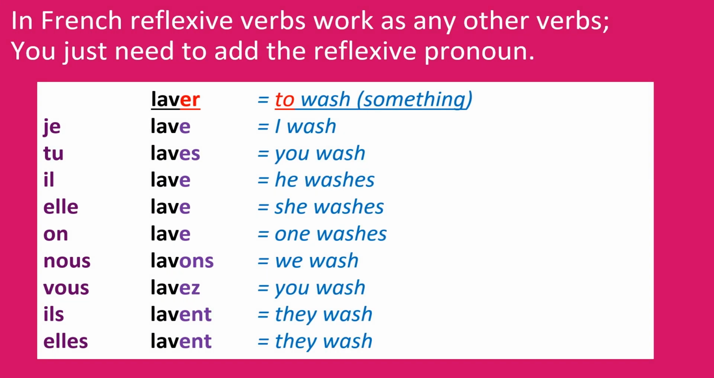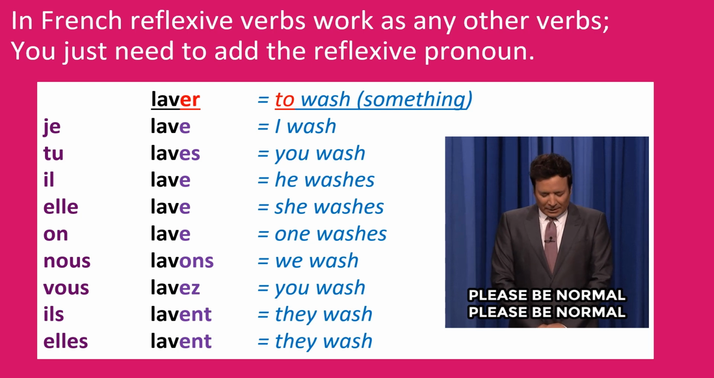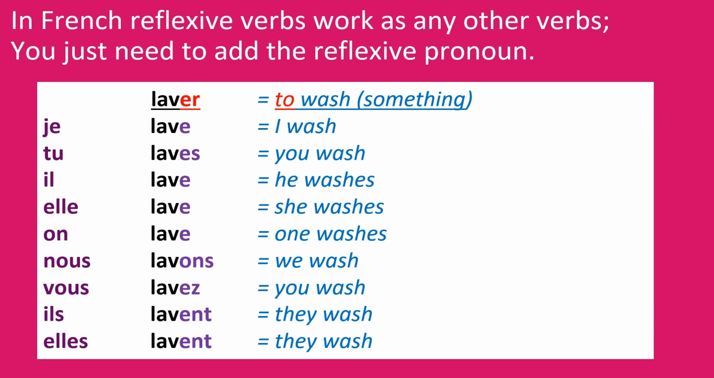As I said, reflexive verbs work as any other verbs. All you have to do is to add the reflexive pronoun. So let's take this verb, laver, to wash, which is a normal verb in the infinitive, and then in the present tense it will go je lave, tu laves, il lave, etc. Now to turn this verb into a reflexive verb, I'm going to add the pronoun se in the infinitive, and we'll turn it into to have a wash or to wash oneself.